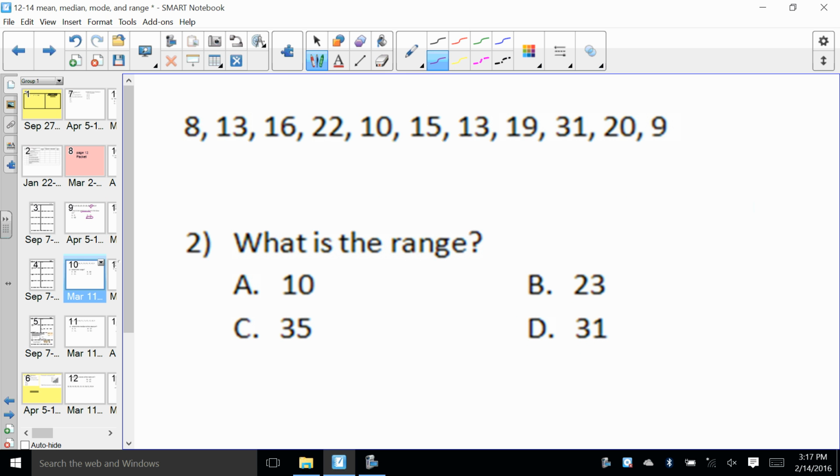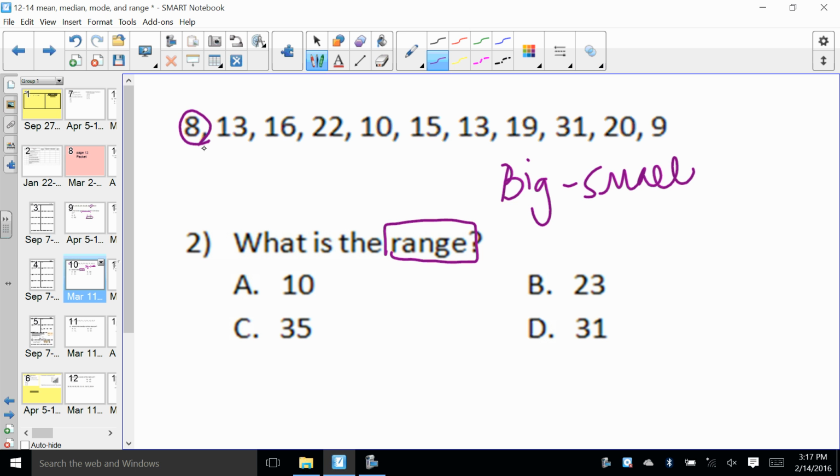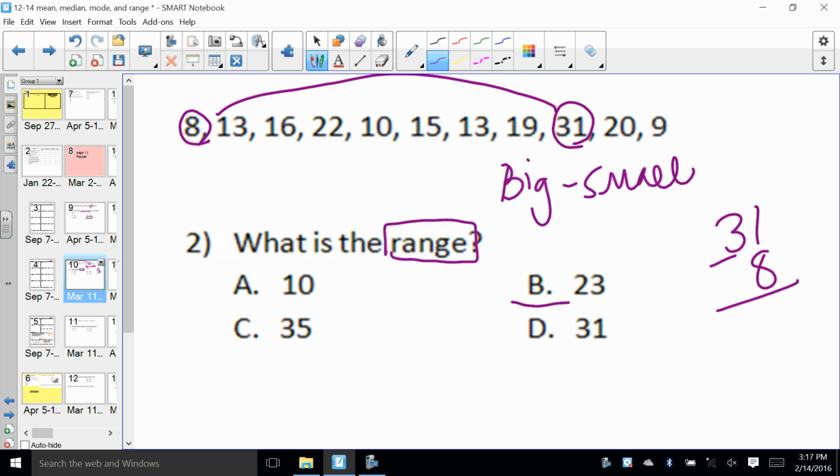Moving on to box number two. For box number two, what's the range? So thinking about the words mean, median, mode, range, remember range is the biggest minus the smallest, the range of data. So our biggest number in that data set, if we look at the range here, the biggest number in that data set would be, appears to be 8, I think is the smallest. Or I'm sorry, the smallest. The biggest number in that data set appears to be 31. So our range would be 31 subtract 8. So you should have 31 subtract 8. So our range should be B, 23. B, our range is B.